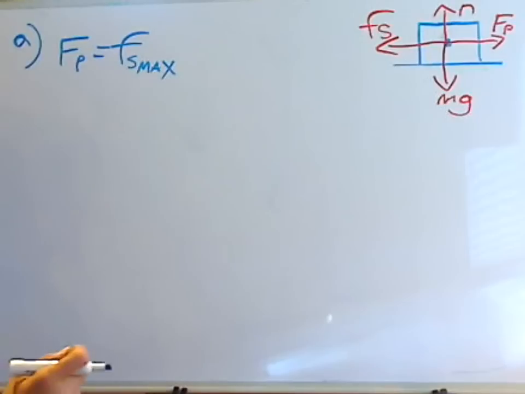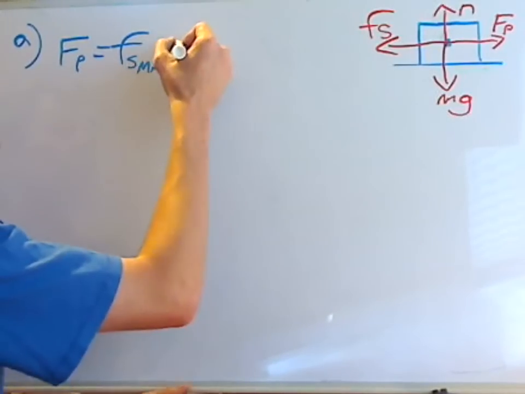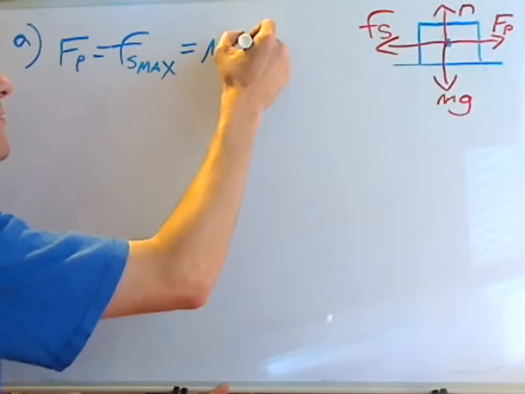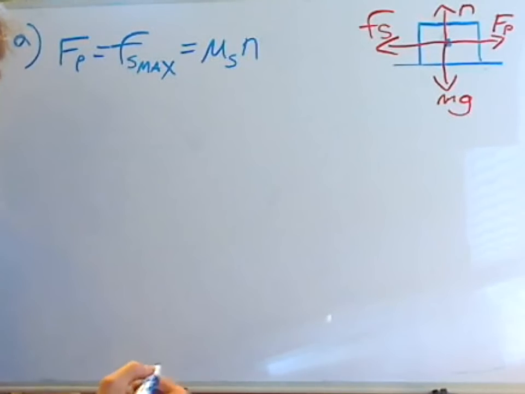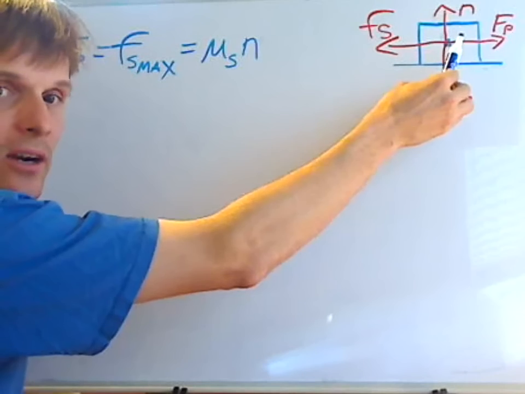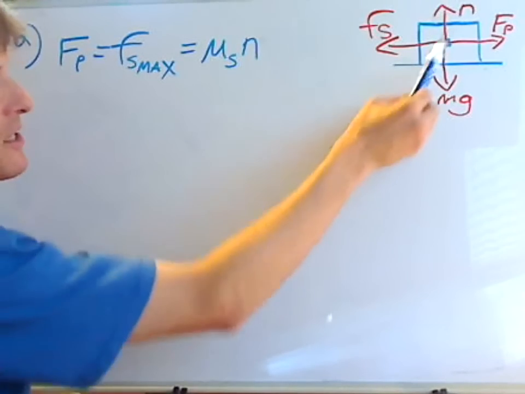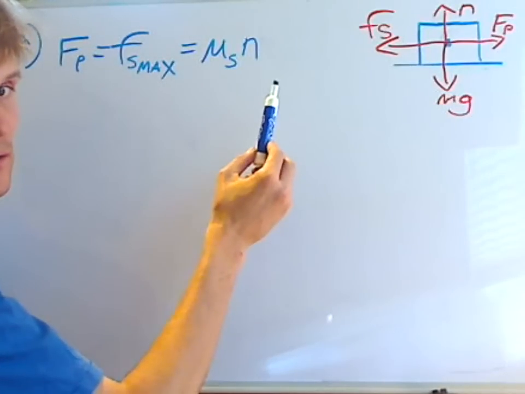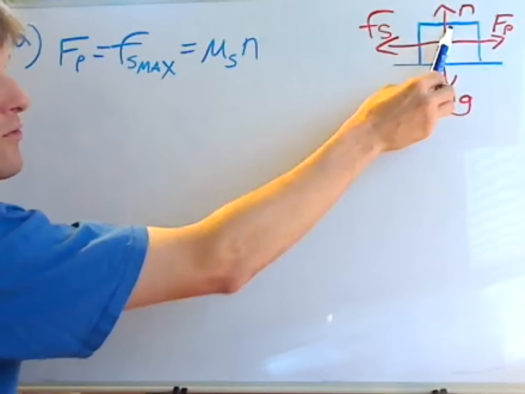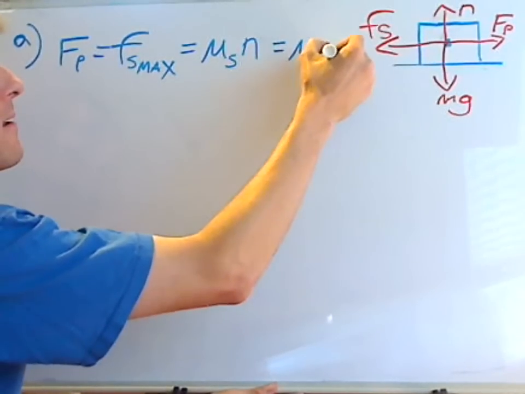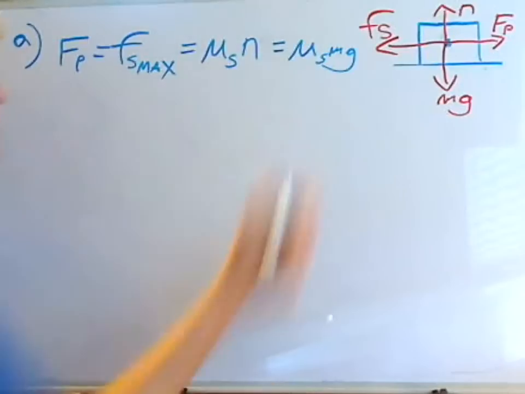So what's the maximum value of static friction then? Well, it's the coefficient of static friction times the normal force. But in this situation, we're on a flat surface here, so it's quite clear, we don't really have to do much calculation to see that the normal force is exactly equal to mg. So the normal force equals mg. So this is the coefficient of static friction times mg.